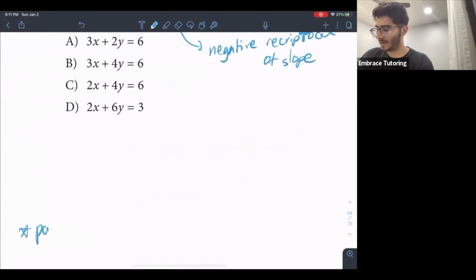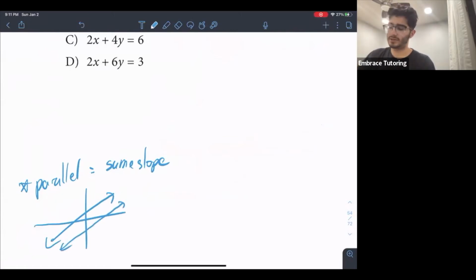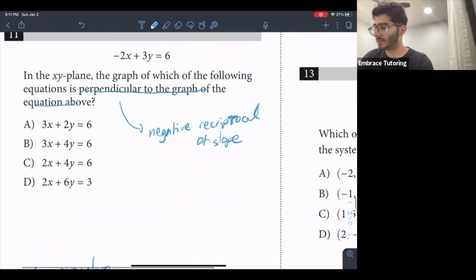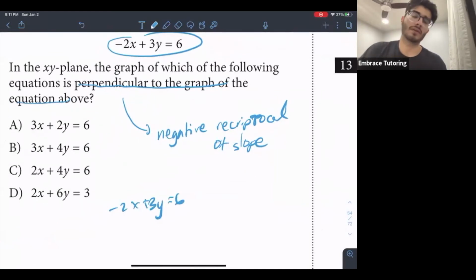Let's say if there was parallel. Parallel would mean the same slope, because if it's the same slope, then they would both be increasing the same way, but just with different y-intercepts. That would make sense. But since they're asking perpendicular, we have to manipulate this equation and find its slope, and then find the negative reciprocal of the slope, and just check it with all these choices.